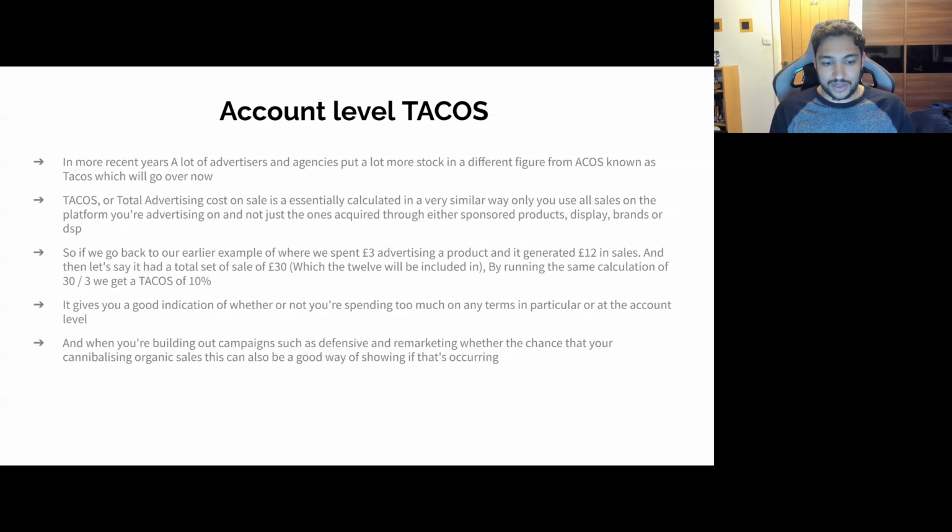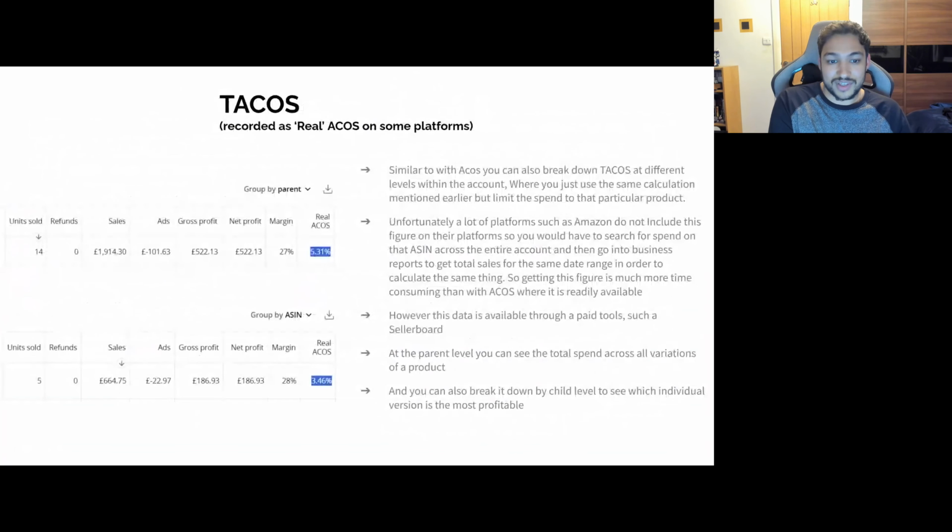And it's also really useful when you're building out campaigns like defensive and remarketing, where there is a chance of you going after things you are already converting for quite well on the organic side, and they're almost cannibalizing your own one, so it's a good way of showing whether that's occurring if it's above certain thresholds. So, TACoS, or it's also recorded as real ACoS on some platforms, so similar to what I mentioned above, you can break it down to different levels. For example, you can do it as the parent level TACoS for all products, and you can also do it by ASIN specific level.